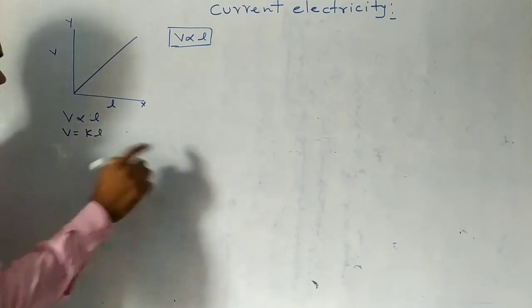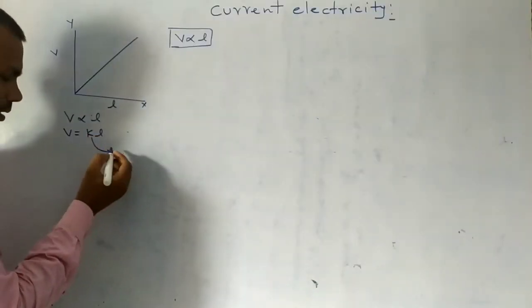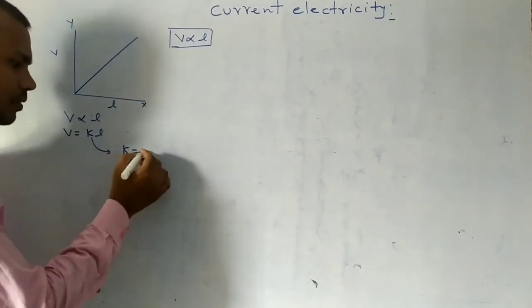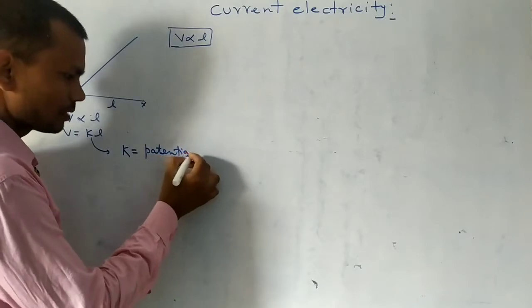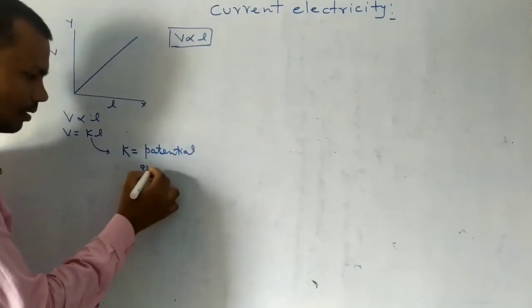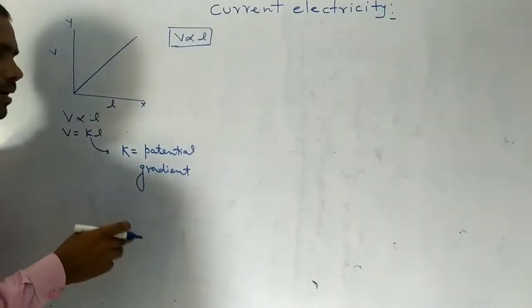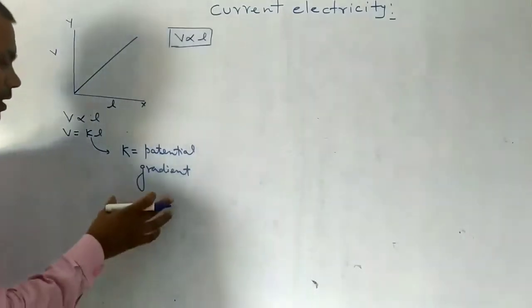K L, this we have already written. So this is known as what? Constant, this proportionality constant, and this K is also known as the potential gradient. Potential gradient, right? So let us define the potential gradient. After that we will discuss the construction of the potentiometer.